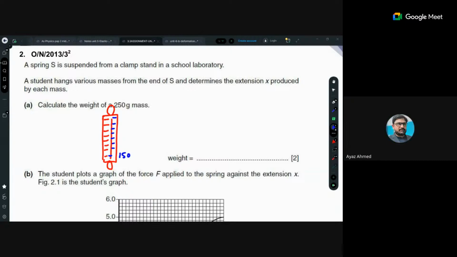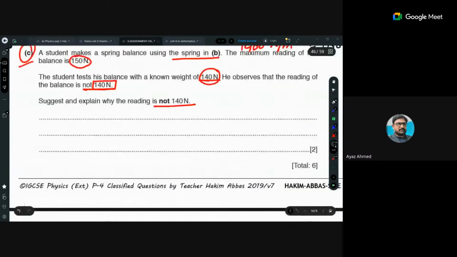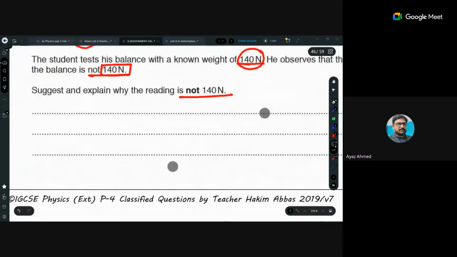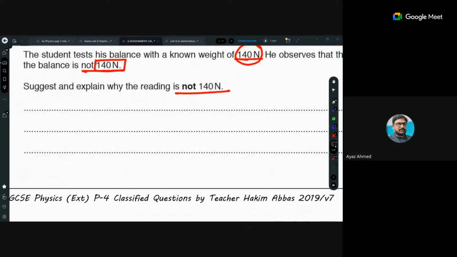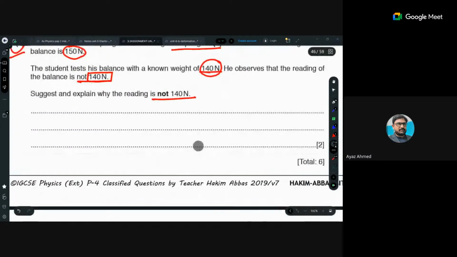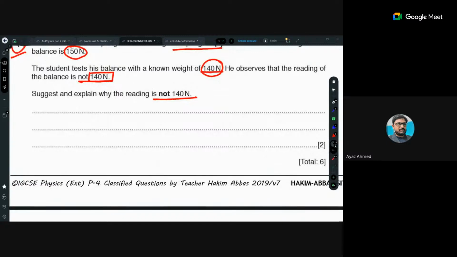Yes, sir. Okay, now the problem is, when he measures a 140 Newton load, he attaches a load of 140 Newton, but he observes that the spring is not showing 140 Newton. This is the question: suggest and explain why the reading is not 140 Newton. So who will explain this? Okay, let's give a chance to Mirab first. Did you get the question now, Mirab?